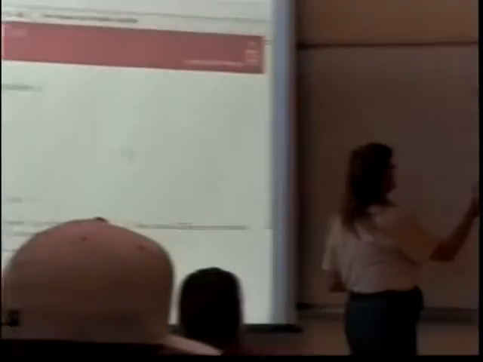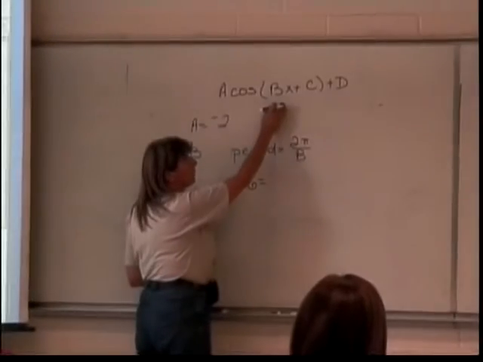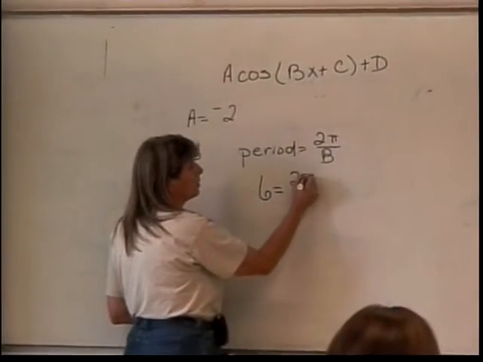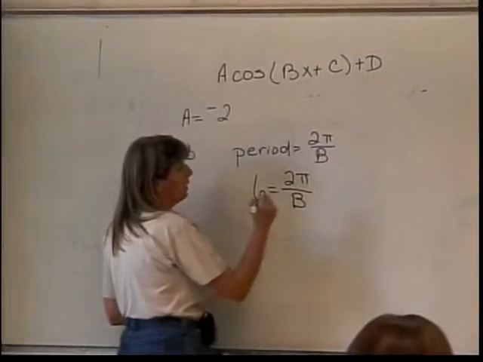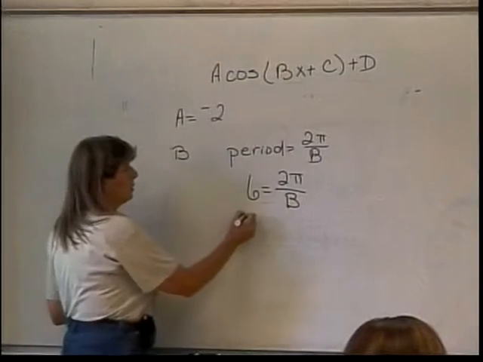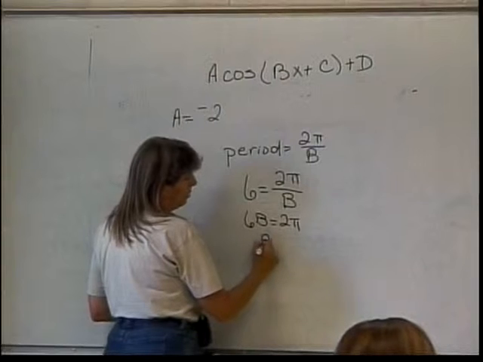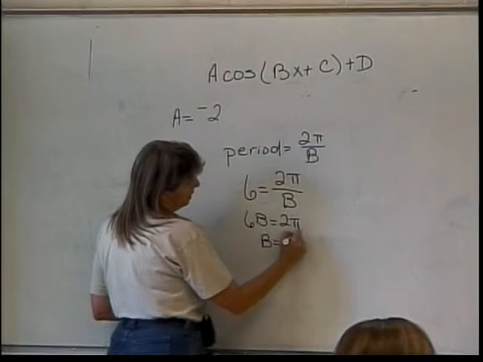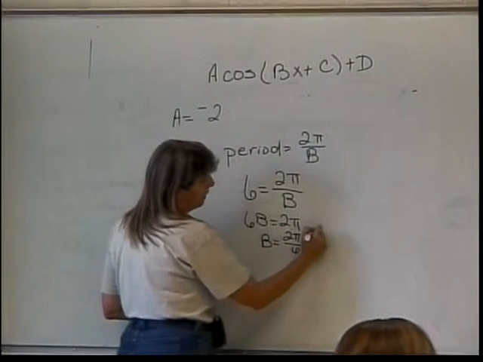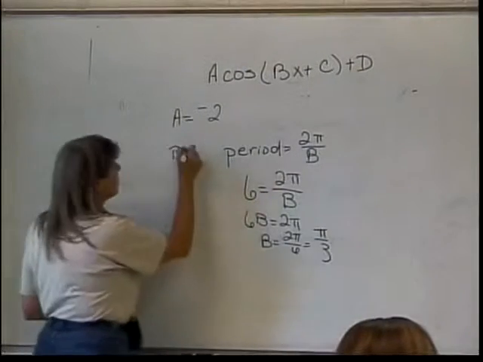So my period is 6, but what I need to be able to write my equation is b, so I need to solve 6 equals 2 pi over b for b. This will give me 6b equals 2 pi, so b equals 2 pi over 6, which can be simplified to pi over 3. So that's going to be my b.